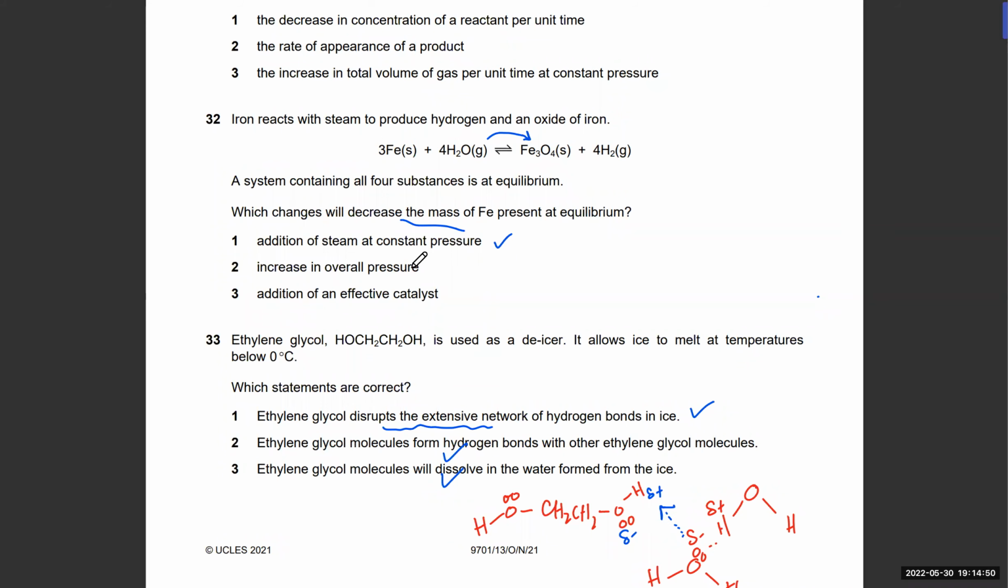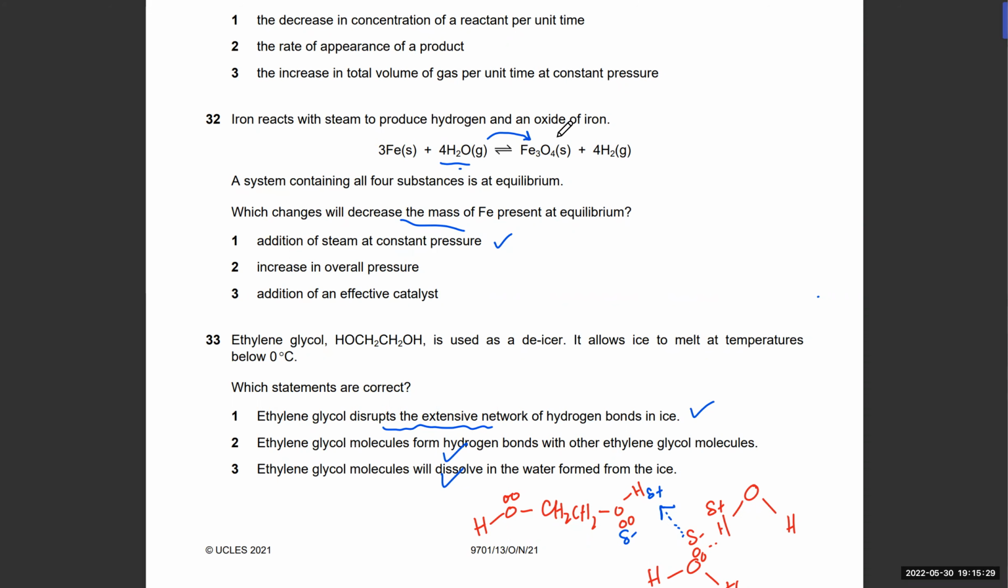But it will increase the mass of Fe, right? Can you repeat? I'm just confused. So you're saying that if we add steam, it will increase the mass of Fe. It will decrease the mass of Fe. If you add steam to it, where would the equilibrium shift? The rule is that if you try to increase the concentration of a substance, the equilibrium will try to decrease that. So if you increase the concentration of steam, the equilibrium will shift forward so that the amount of steam decreases.